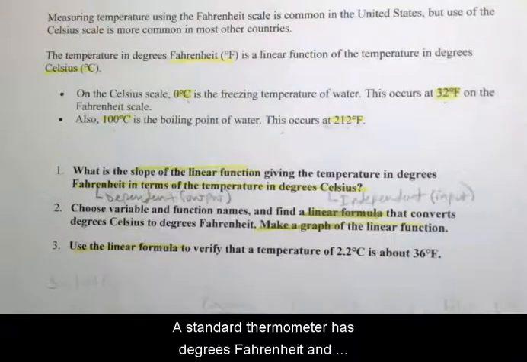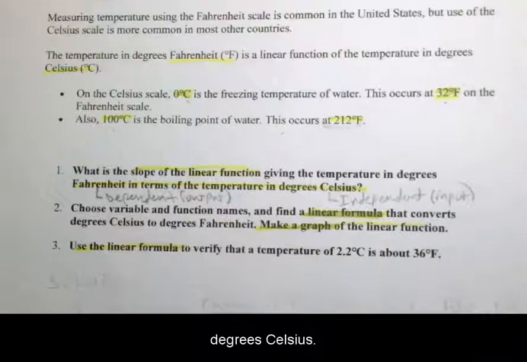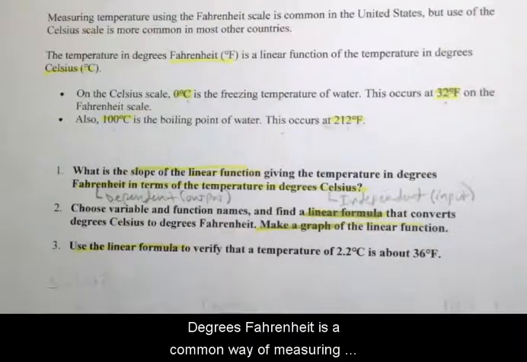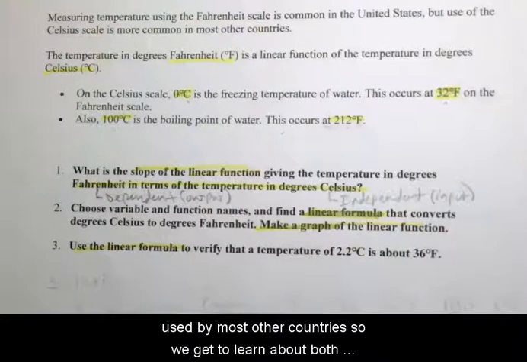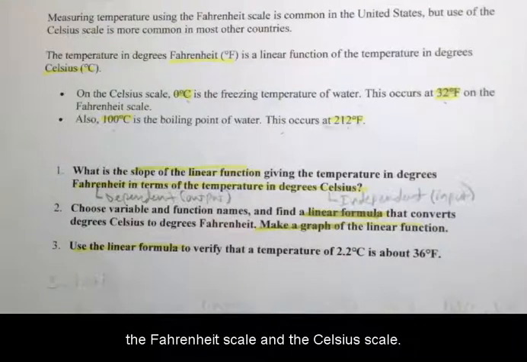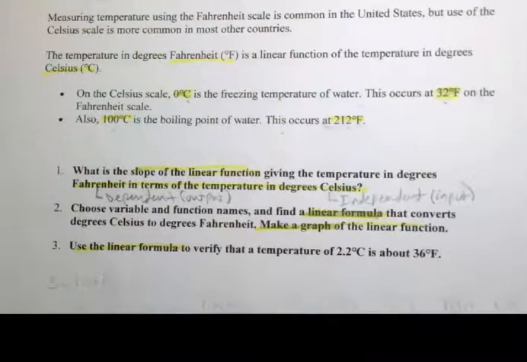A standard thermometer has degrees Fahrenheit and degrees Celsius in the United States. This is because degrees Fahrenheit is the common way of measuring temperature in the United States, but degrees Celsius is used by most other countries. So we get to learn about both the Fahrenheit scale and the Celsius scale.